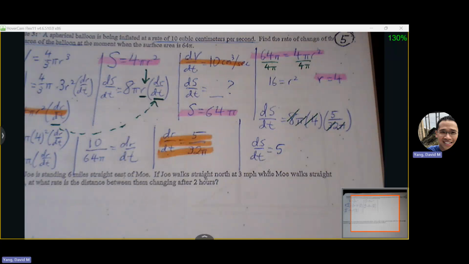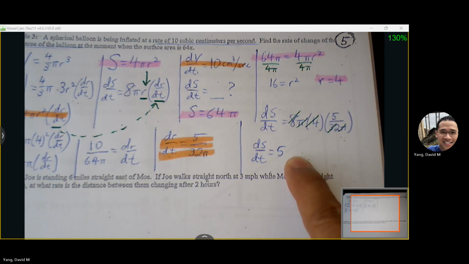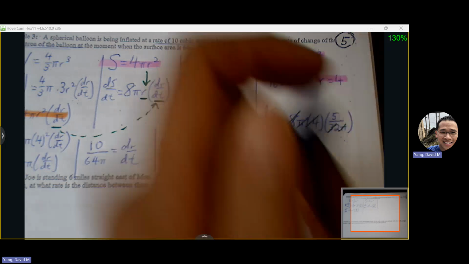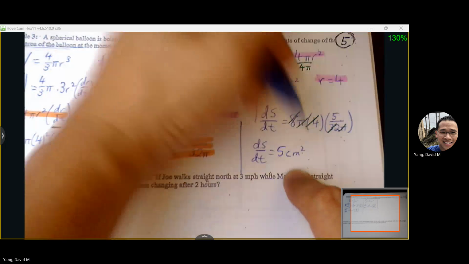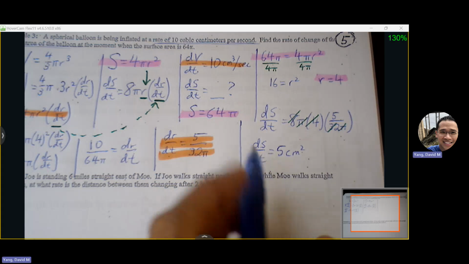So, okay, what do you think our units of measure is going to be? Surface area. Focus on the word area there. So area is what? How many dimensions is area? 2, right? So centimeters squared. And then that's the surface area. Time is what? Seconds, right?